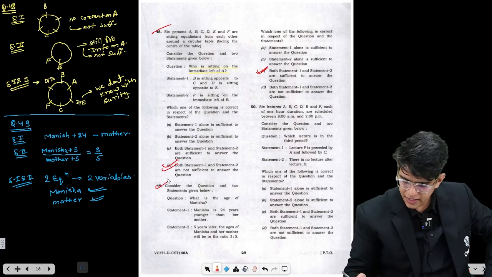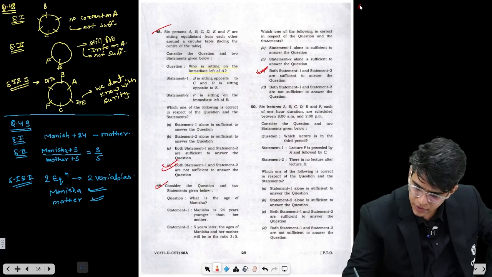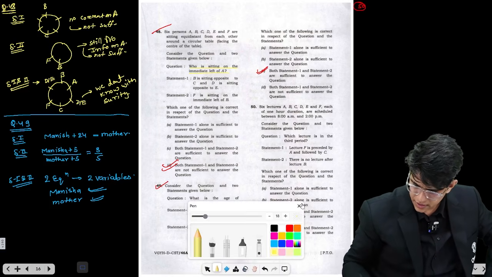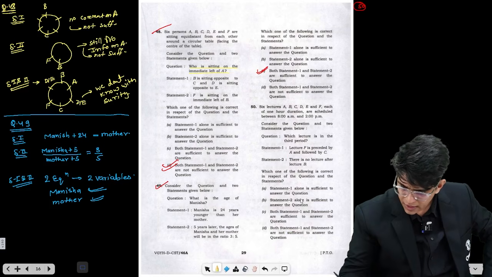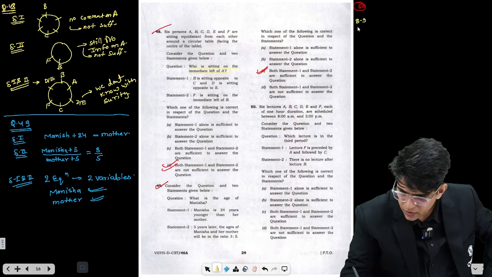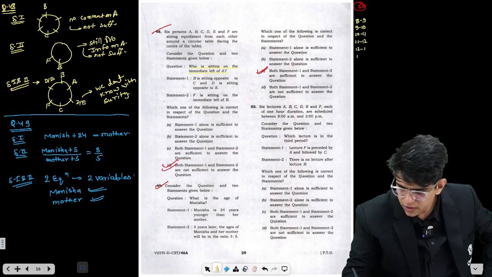6 lectures A, B, C, D, E, each of 1 hour. Such questions are done by making a table. How do we make the table? There are 6 lectures from 8 to 2. So 8 to 9, 9 to 10, 10 to 11, 11 to 12, 12 to 1 and 1 to 2.